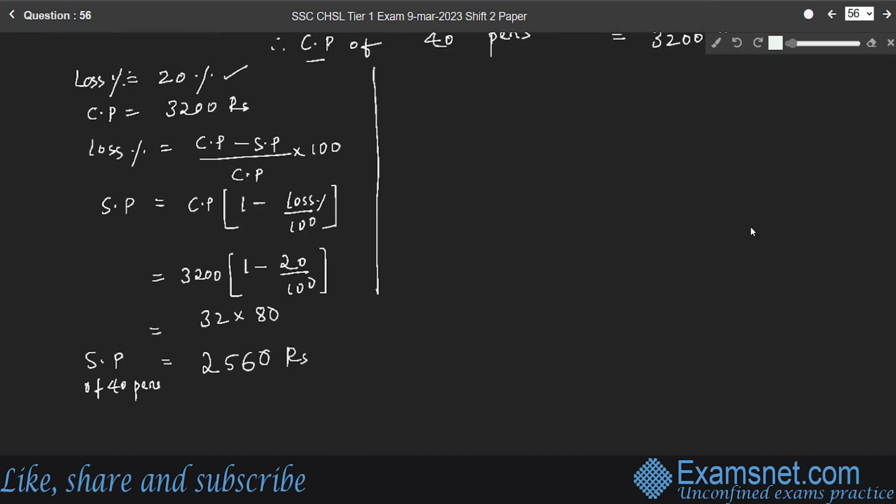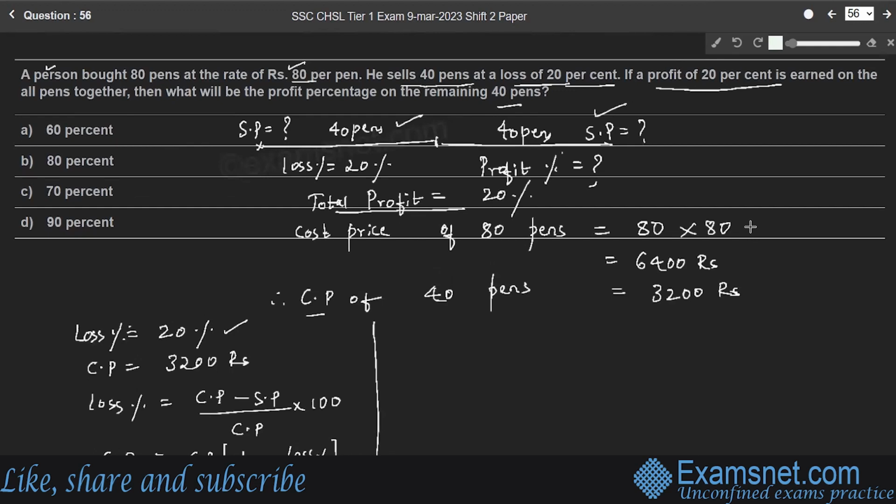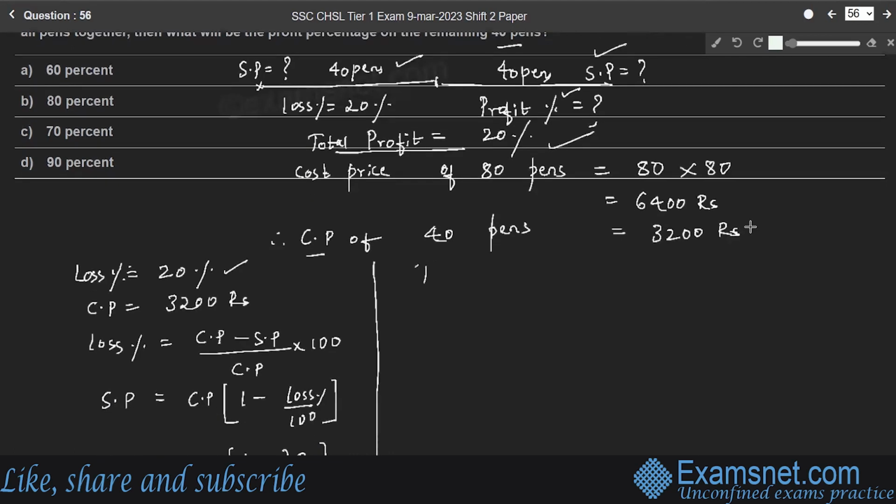Right? In the second case, before going to the profit percentage of the remaining 40 pens, let us consider the total profit by selling all 80 pens, right? So consider total profit.